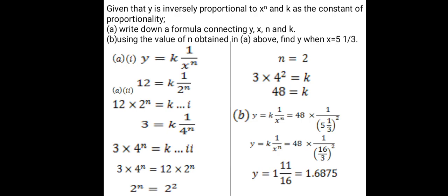Now part A, the formula connecting y, x, n, and k is y is equal to k multiplied by 1 over x raised to the power of n. Part B, y is equal to 1.6875.